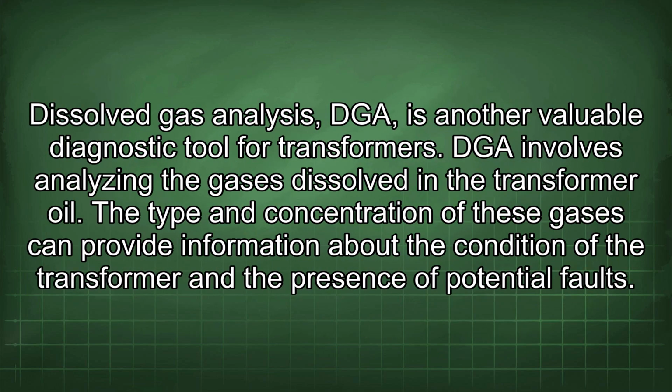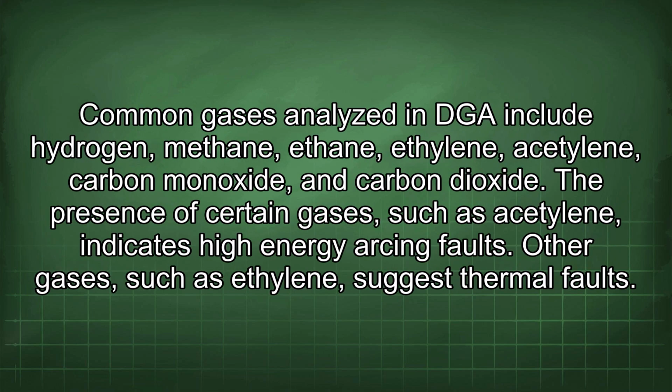Dissolved gas analysis, DGA, is another valuable diagnostic tool for transformers. DGA involves analyzing the gases dissolved in the transformer oil. The type and concentration of these gases can provide information about the condition of the transformer and the presence of potential faults. Common gases analyzed in DGA include hydrogen, methane, ethane, ethylene, acetylene, carbon monoxide, and carbon dioxide.